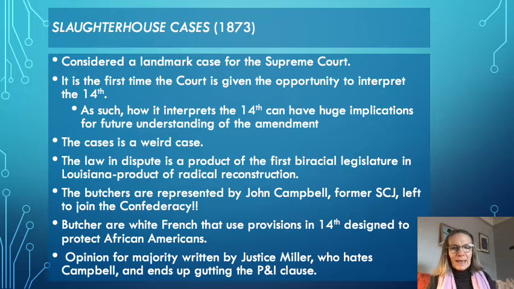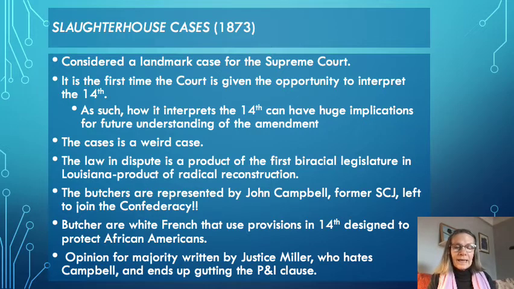And then finally, the opinion for the majority that's written in the Slaughterhouse Cases by Supreme Court Justice Miller. He absolutely hates John Campbell, this former Supreme Court justice who left the Supreme Court to join the Confederacy. So here he is, a Republican, and Justice Miller is supportive of Reconstruction in the South. And here he is, having to listen to an argument in favor of the Privileges or Immunities Clause incorporating the Bill of Rights.